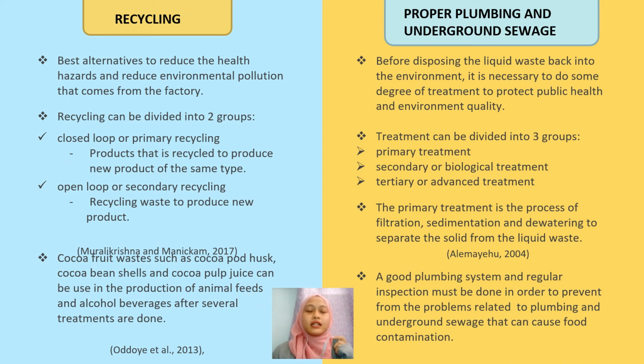Next, recycling. Recycling is the other best alternative to reduce health hazard and also reduce the environmental pollution that comes from the factory. Recycling can be divided into 2 groups, which are primary recycling and secondary recycling. Research has been done before. They found that the cocoa fruit waste can be used to manufacture animal feeds and also alcohol beverages after several treatments have been done.